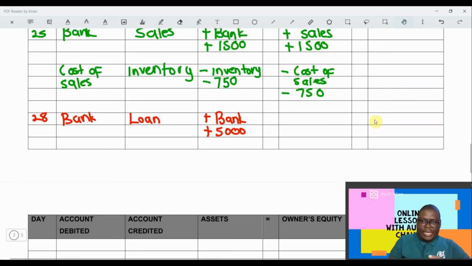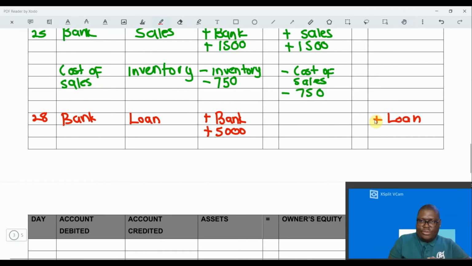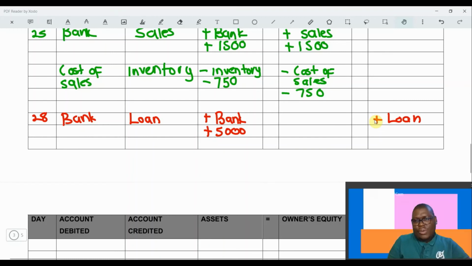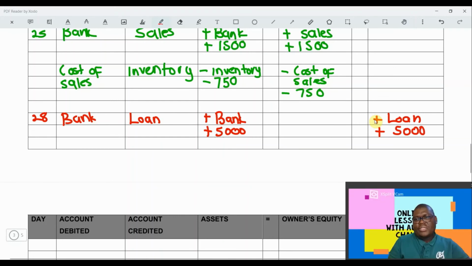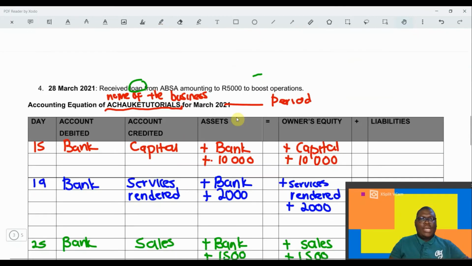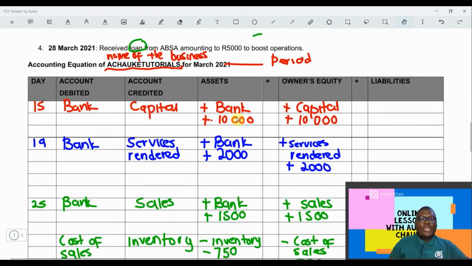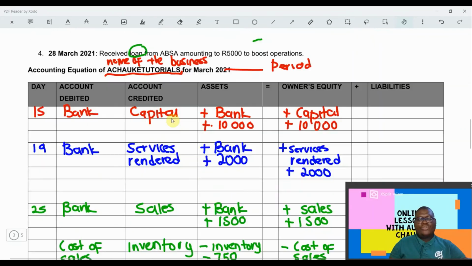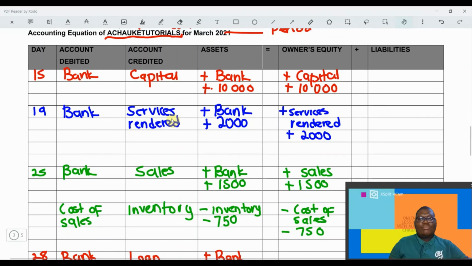So the account that will increase is the loan account, okay. And then the loan account, if you check under liabilities, one of the things that you have, that's loan. And then the loan account will increase our liabilities by 5,000. We have received 5,000 from the bank, and this is how you complete the accounting equation. If you check, we've gone through all the transactions that occurred, and I've shown you how everything is supposed to be recorded.